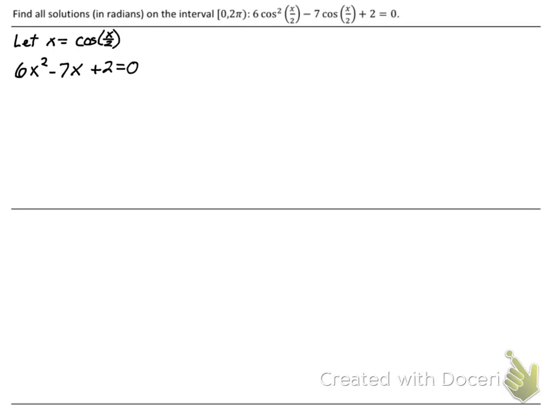Okay, obviously this is just a 6x squared minus 7x plus 2, so we could either factor, complete the square, or use the quadratic formula. I just went ahead and used the quadratic formula because it works out really nice with the quadratic formula. So just a little reminder, the quadratic formula is negative b plus or minus the square root of b squared minus 4ac all over 2a.